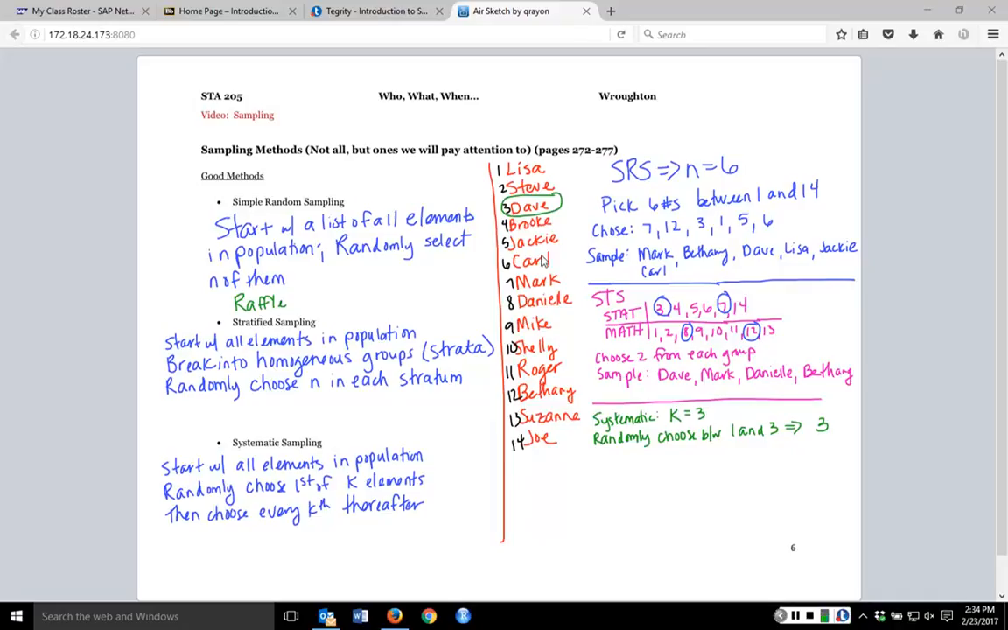So 1, 2, 3. So I sample Carl. 1, 2, 3. I sample Mike. 1, 2, 3. And I'm going to sample Bethany. So there my sample will be Dave, Carl, Mike, and Bethany.